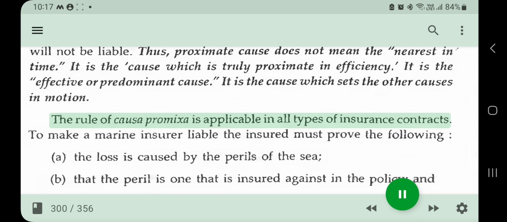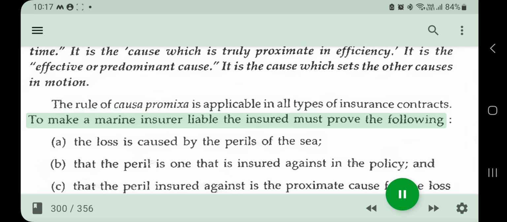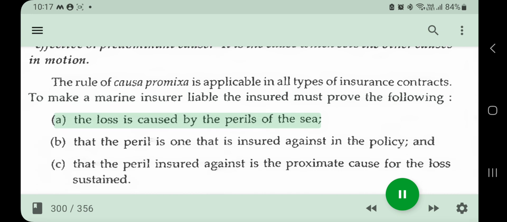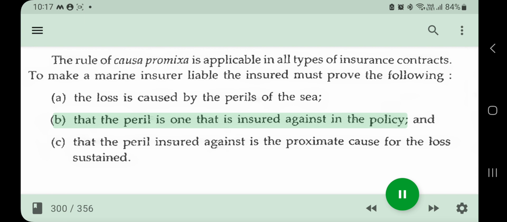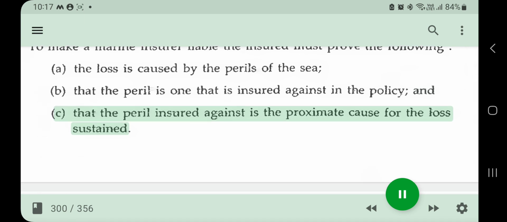The rule of causa proxima is applicable in all types of insurance contracts. To make a marine insurer liable, the insured must prove the following. A. The loss is caused by the perils of the sea. B. That the peril is one that is insured against in the policy. And C. That the peril insured against is the proximate cause for the loss sustained.